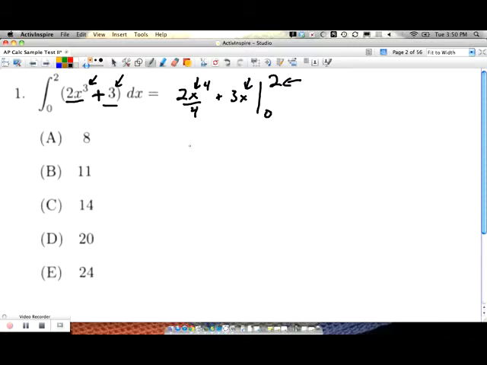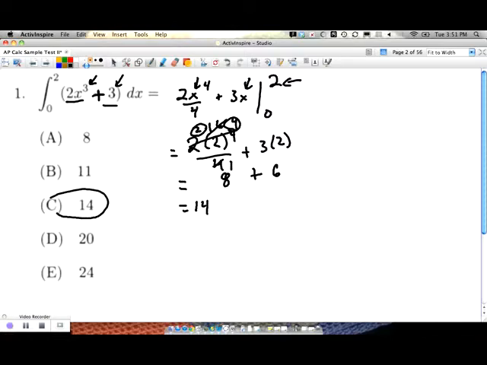So I just need to plug in the 2. That means I have 2 times 2 to the fourth power over 4 plus 3 times 2. Well, the second term is 6. The first term is going to be 2 times 16 over 4. That 16 and 4 becomes 4 and 1, so that means I just have 2 times 4, or 8 plus 6, which is 14. C would have been the correct answer.